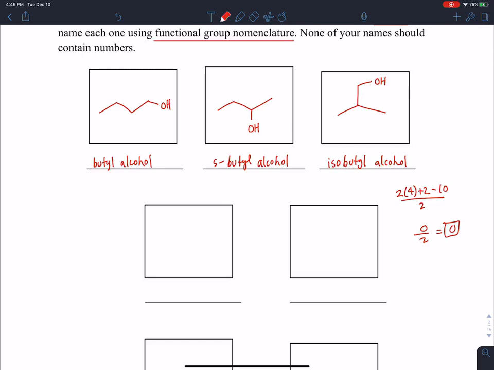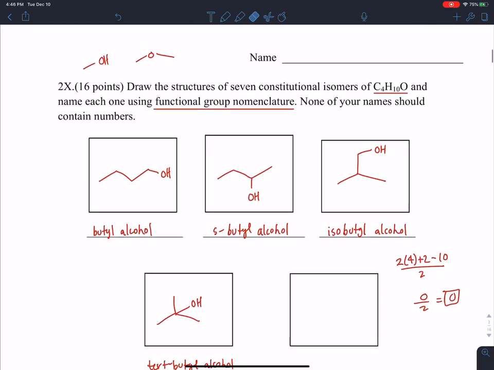Alright, another one would be if I put it in the middle like this. Well, this would be tert-butyl alcohol. And at this point, we already reduced our thing too much. I can't break any more carbons to make this even smaller. So I think we have exhausted the alcohol options, and then we have to go into the ether options.